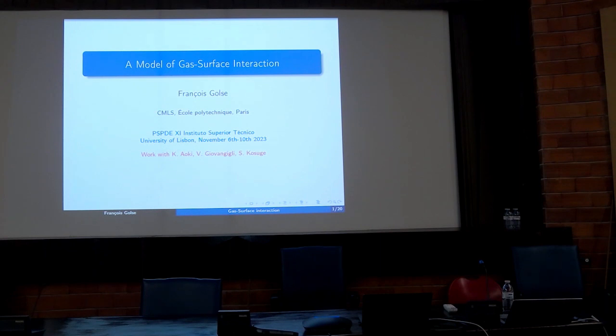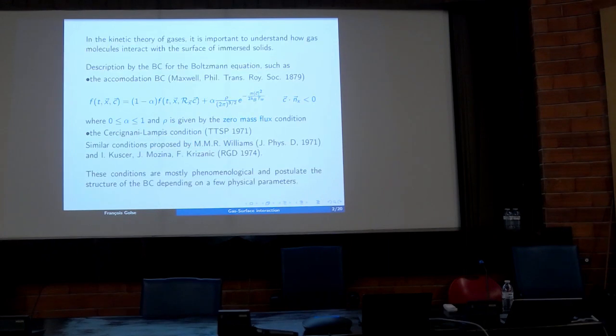I want to talk about joint work with Kosuge from Kyoto, Vincent Giovangigli, also from Ecole Polytechnique, although in a different research unit, and Shingo Kosuge, also in Kyoto, about gas surface interactions. So, in the kinetic theory of gases, it's been an old problem to understand how gas molecules interact with the surface of immersed solids, right? Usually this is done by the boundary condition that you impose for the solution to the Boltzmann equation, and such boundary conditions have been proposed already a long time ago.